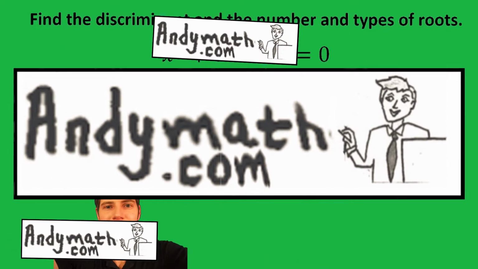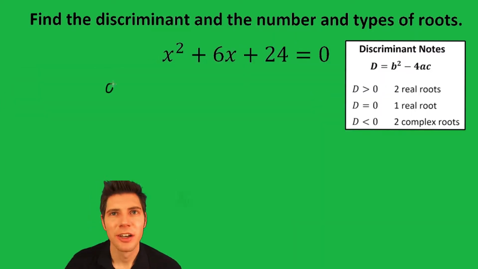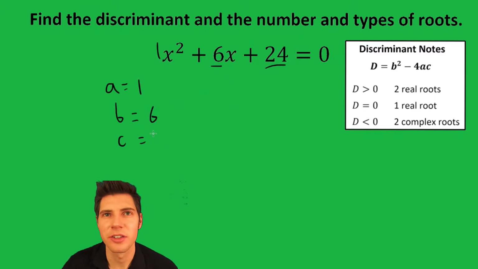Andymath. These are the notes for the discriminant. Off to the side, I'm going to write A, B, and C. So my A is the coefficient for the x squared, so it's going to be 1. The B is the coefficient for the x, so it's going to be 6. And the C is going to be the coefficient for the number part, which is going to be 24.